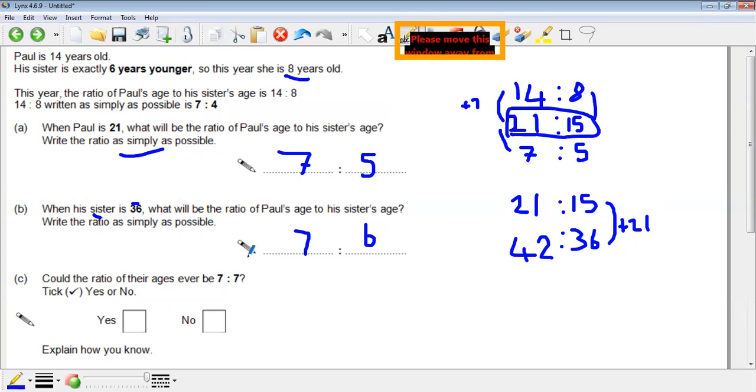Then lastly, it says, could the ratio of their ages ever be 7 to 7? Now, it looks like it could, because you've got 7 to 5 become 7 to 6. So eventually, over time, they're going to end up 7 to 7. But that's not the case, because if they're 7 to 7, that means that they're the same age. And they're always going to be 6 years apart. They're never going to be the same age if they're both still alive. So that is a no. Hope that helped.